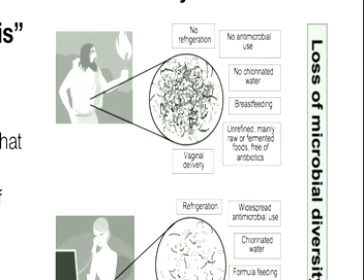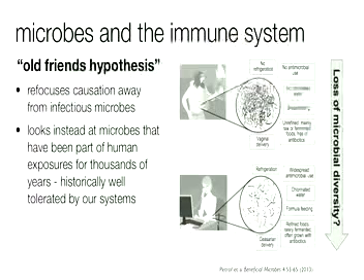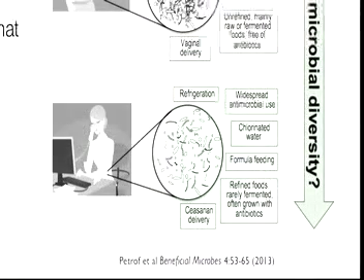Almost exclusive breastfeeding. The foods were mainly raw, or they were pickled or fermented without a lot of antibiotics. And just about everybody was born vaginally. Today, we have refrigeration, widespread antimicrobials, chlorinated water, a lot of folks that formula feed, refined foods. Very rarely do we eat fermented or pickled foods, and lots of cesarean births.